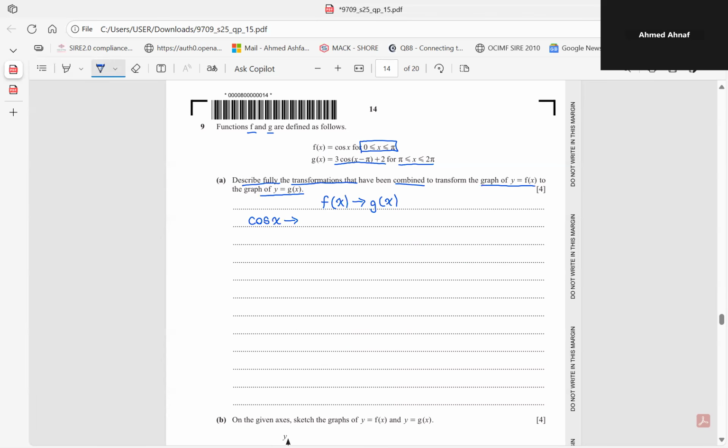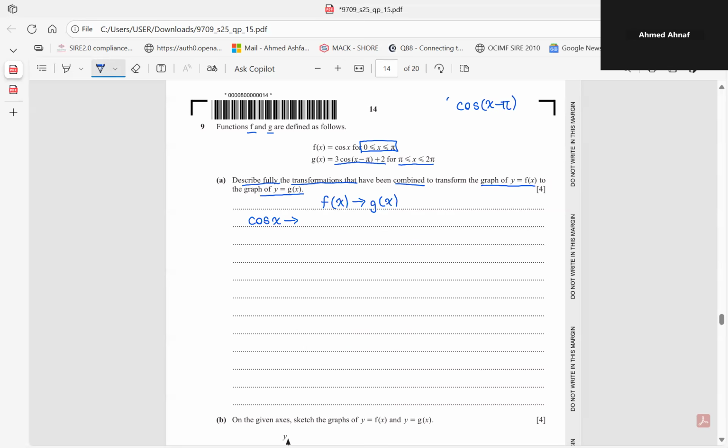So for translations, like x and y, you have to do them together. So yeah, you cannot do like 3, x minus pi.